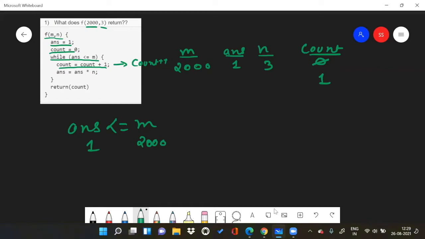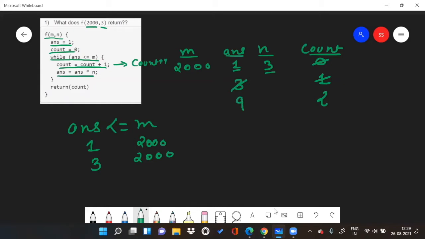At the very next step, answer is updated to answer into n. Answer into n basically means 1 into 3. Every time answer will be getting multiplied by 3. So 1 into 3 is 3 itself. Moving further, again there will be a check that 3 is less than or equal to 2000. Of course it is. So count will get incremented and your answer will get updated to 9.